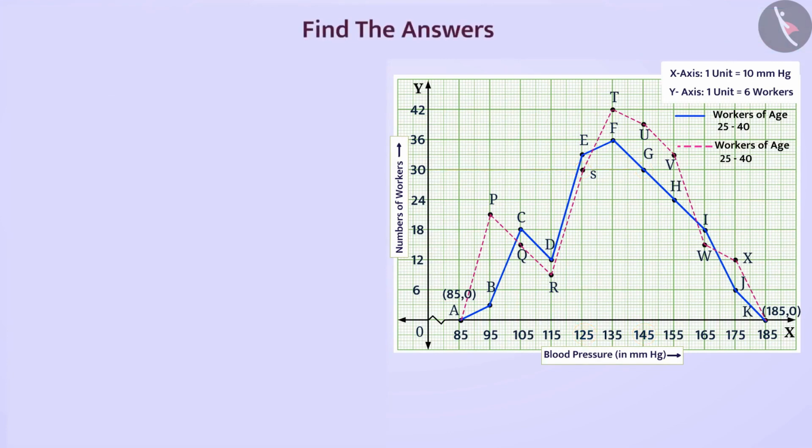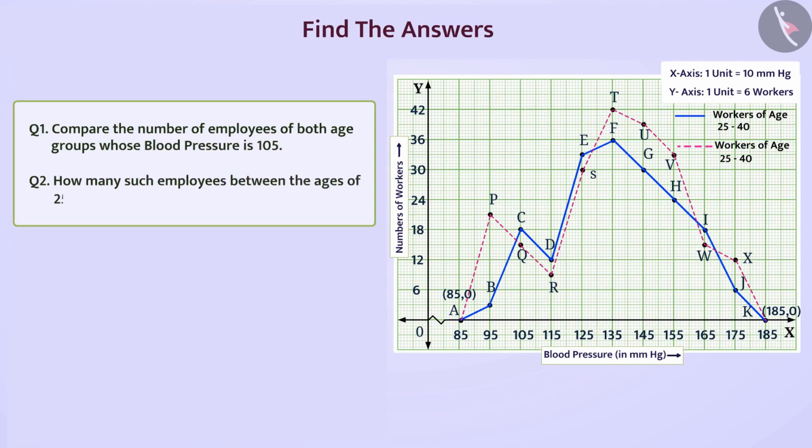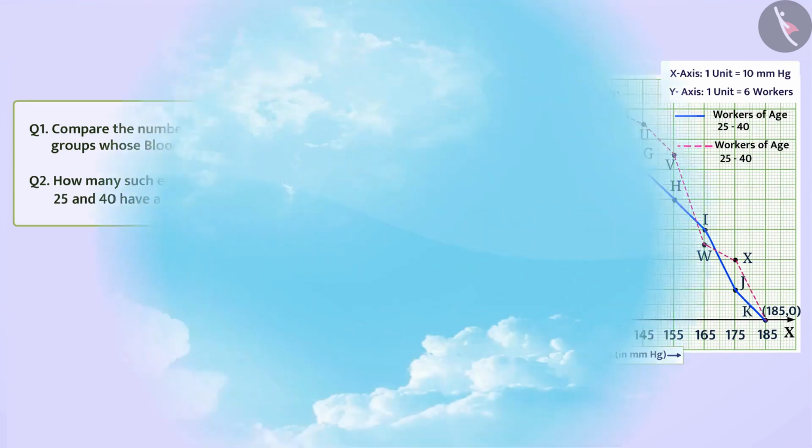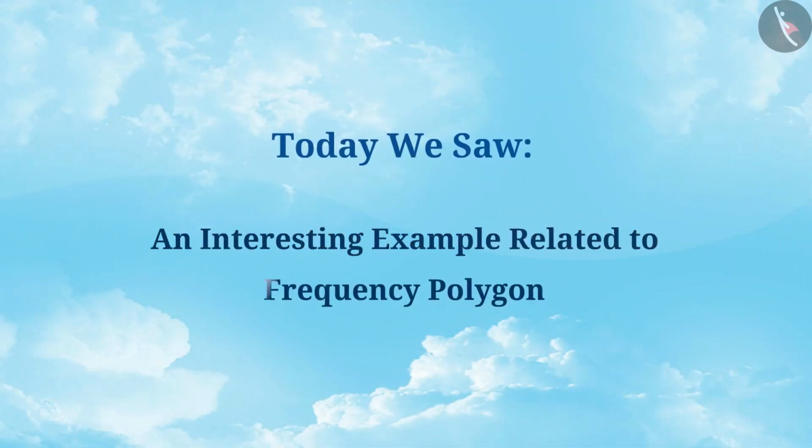Now, find the answers to the following questions yourself. Compare the number of employees of both age groups whose blood pressure is 105. How many such employees between the ages of 25 and 40 have blood pressure of 125? So today we saw another interesting example related to frequency polygon.